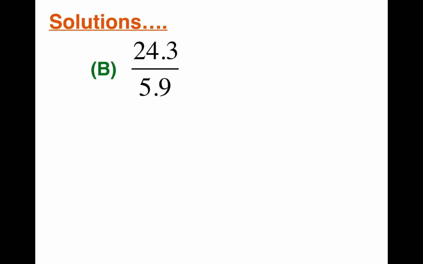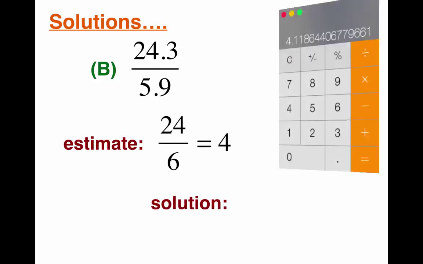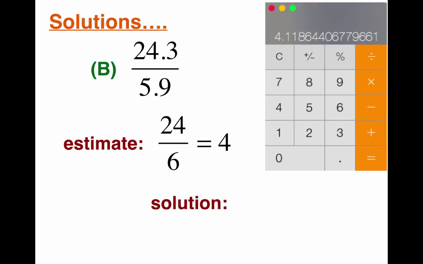Okay, how about this fractional one? 24.3 over 5.9. Well, that's about 24 over 6. They're both positive, so they match up, and 24 divided by 6 is 4. Here's the actual answer on your calculator. It looks like this, another big messy decimal. So about 4.1, which is very close to 4, obviously. So good guess, good estimate, and there's our solution.